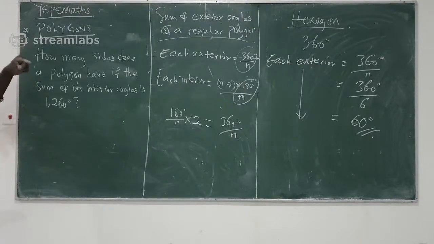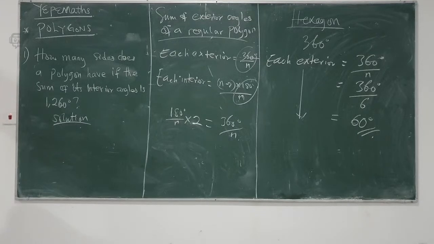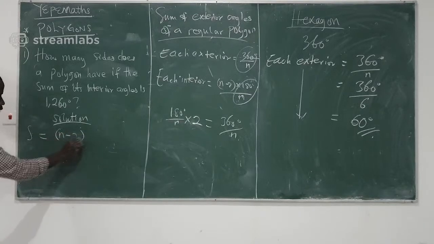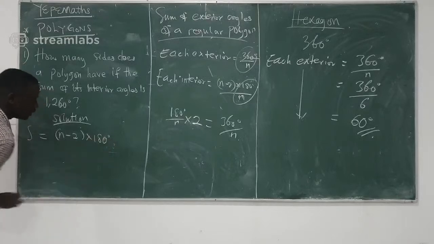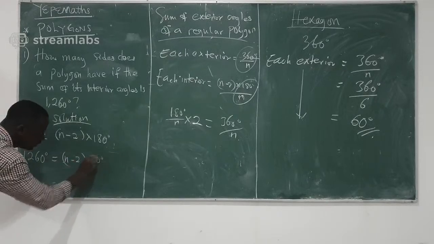So here, all we did was find the sum of interior angles of this polygon. So that's our solution. How many sides? You need to find the number of sides, n. That is what we are looking for. So we come up with the formula, and you don't need to brainstorm it because you know how to get it. We said that the sum of interior angles of any regular polygon, denoted by S, is equal to the number of sides minus 2 times 180 degrees. Now they've given us the sum. So it means that 1260 degrees is equal to (n minus 2) times 180 degrees.